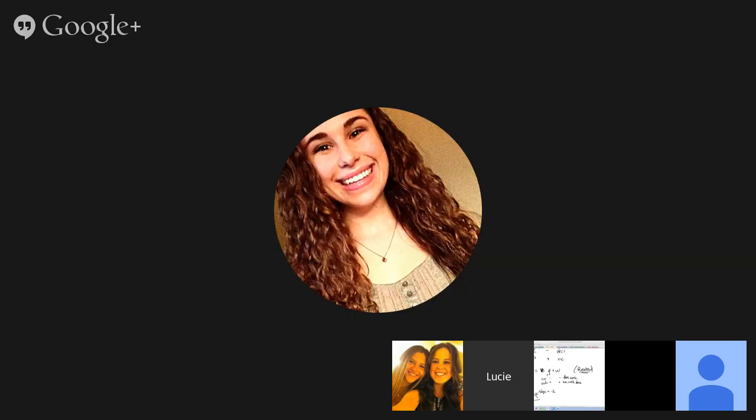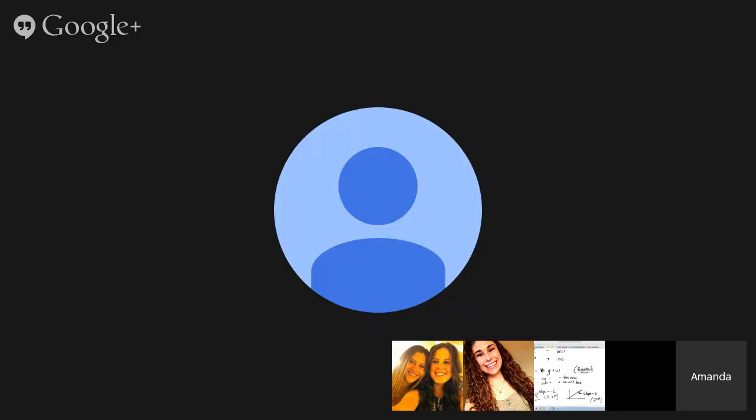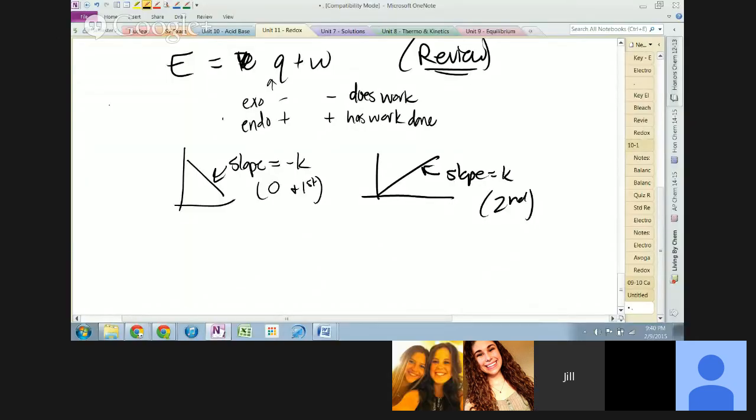Oh, okay, got it. If when you graph it you get a positive slope, then slope equals k. And that's for second order. Okay. For zero and first order, the slope is negative k. So k itself can never be negative. It's just a slope. Correct.